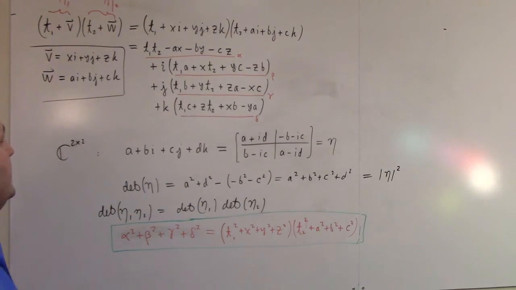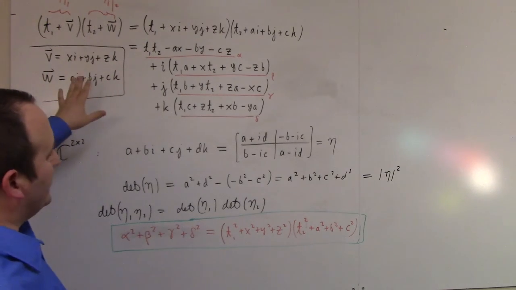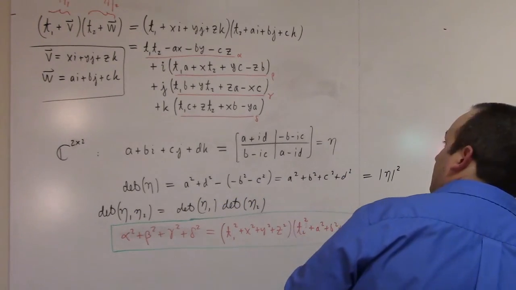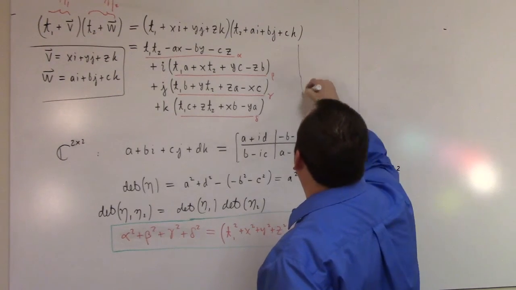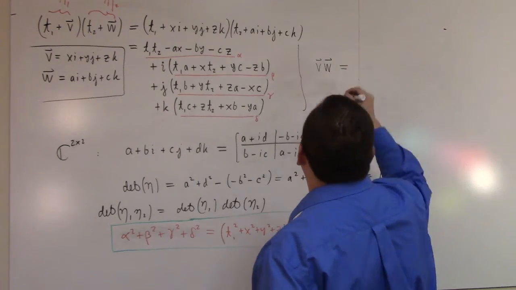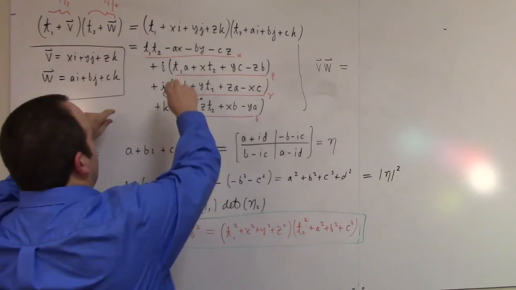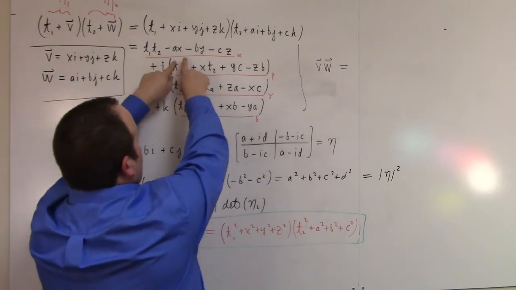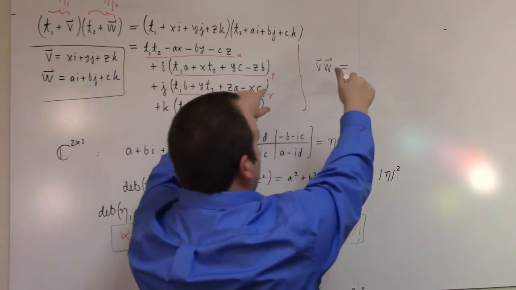Now, this thing we just worked out, there's a little bit more we can say if we look at that more carefully. You can see that if you look at V times W, if you set T1 and T2 to be 0, all of the T1 and T2 terms drop out. And all you're left with is this, minus AX, minus BY, minus CZ. That's exactly the dot product.